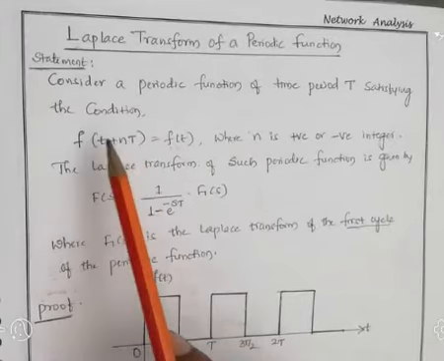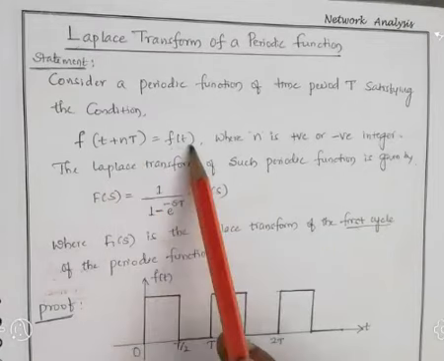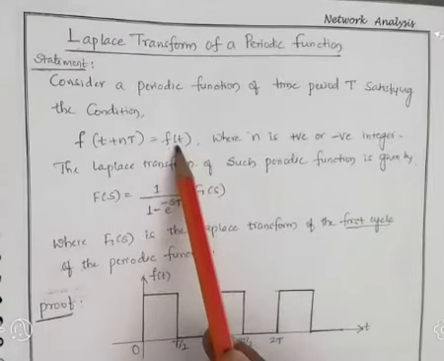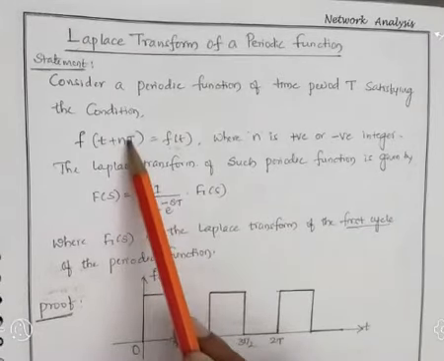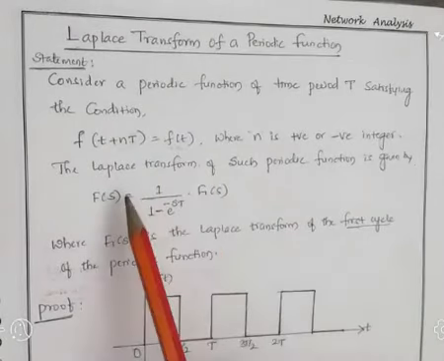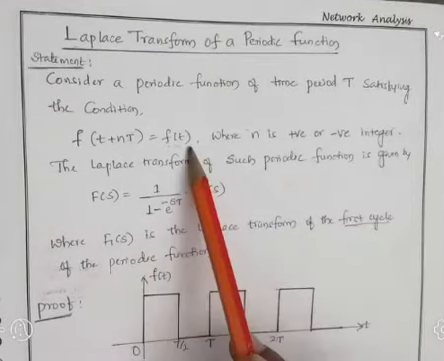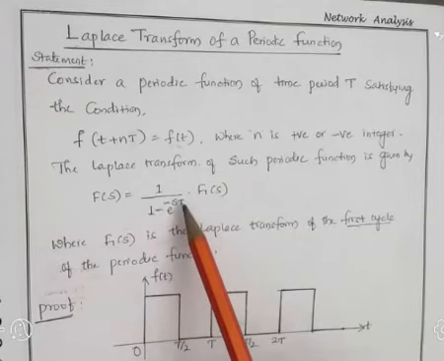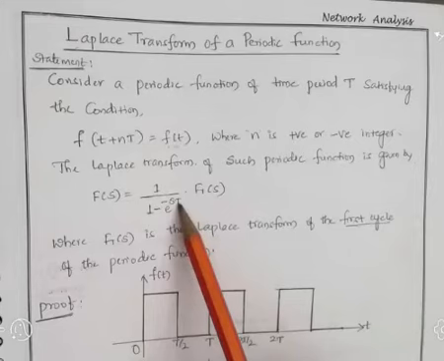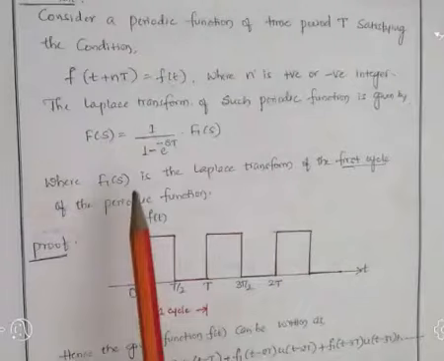The periodic function is represented mathematically as f of t plus nT equal to f of t. It means this function f of t is going to repeat itself after a certain amount of time. Now, if it is so, then the Laplace transform of such a periodic function is given by F of s equal to 1 divided by (1 minus e to the power minus sT), where T stands for the period or first cycle of the given function, into F1 of s, where F1 of s is the Laplace transform of the first cycle.